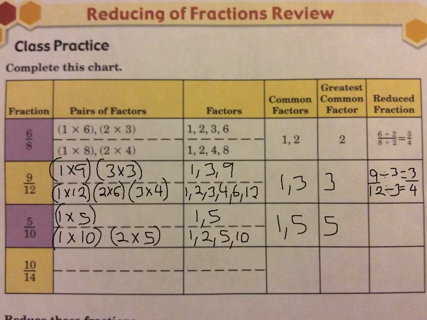We take our original fraction that we started with, 5 over 10. We write it over here. And we now divide it by what our GCF was. 5 was our GCF. 5 divided by 5 is 1, and 10 divided by 5 is 2. So our reduced fraction is 1 over 2.